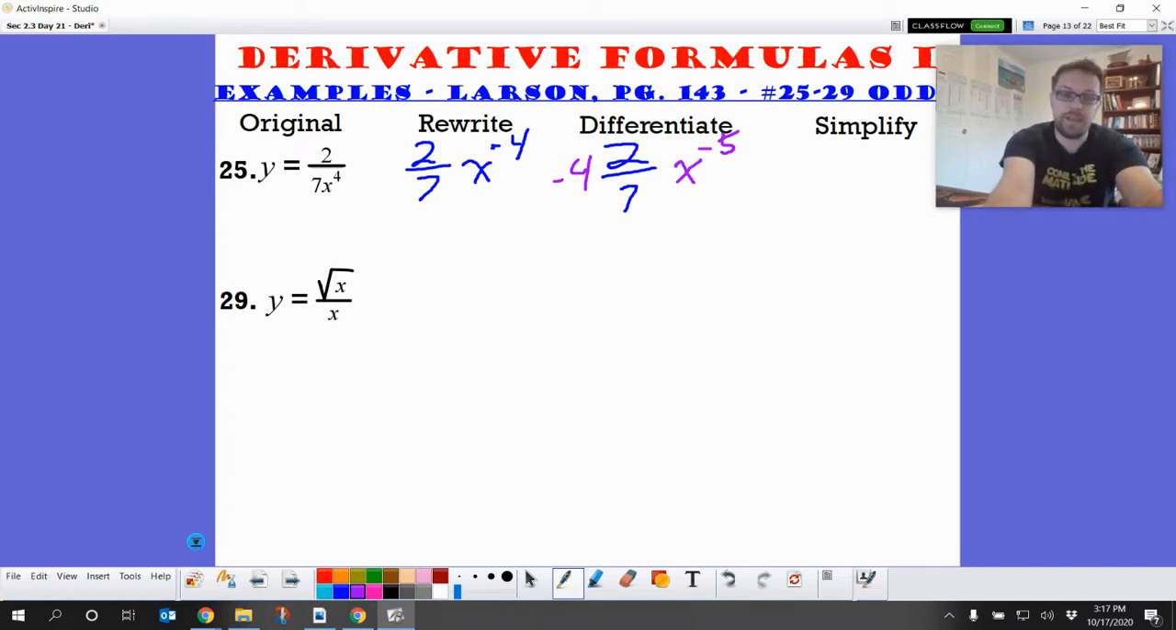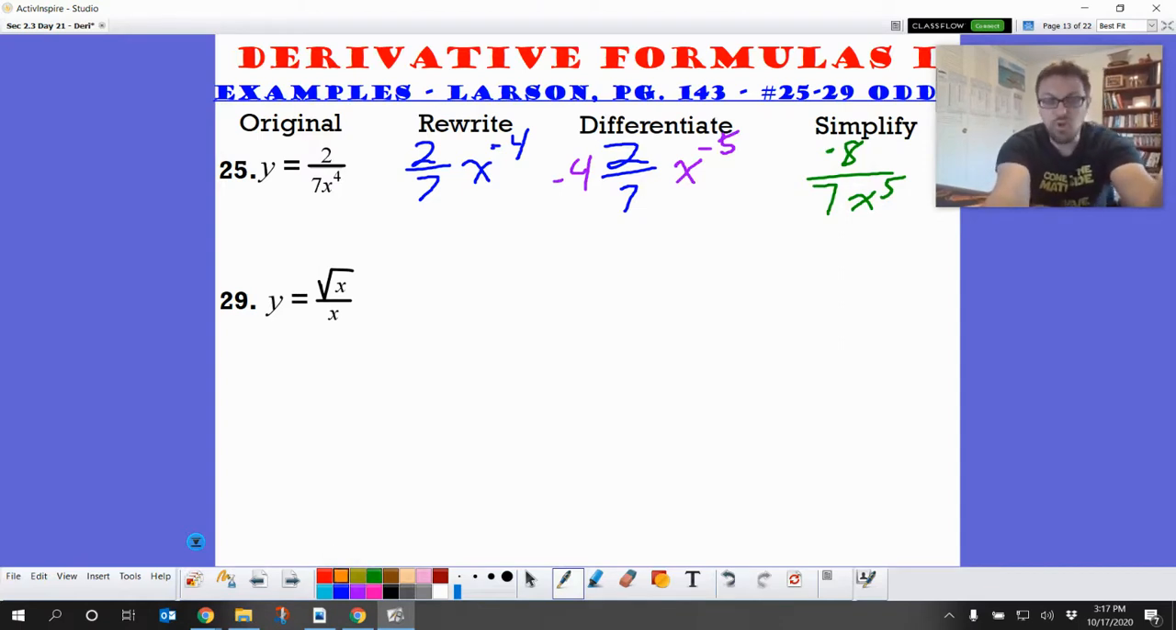Now we want to simplify that. So that is 4 times 2, that's negative 8 over 7. And we don't want to write our answer with negative exponents, so x to the 5.